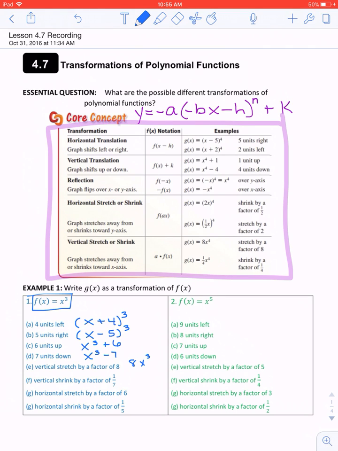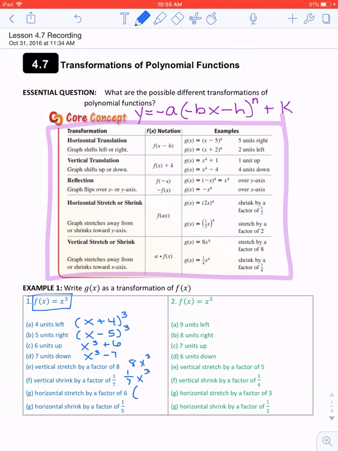Vertical shrink by a factor of 1/7. So verticals, again, move in front of your whole function. Horizontal stretch by a factor of 6. So horizontal stretches and shrinks tend to be the hardest because there's little extra pieces. It's horizontal, it goes inside parentheses with your x, and your factor is the reciprocal. So your b and your factor are actually reciprocals of each other.